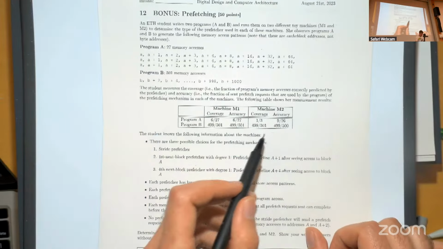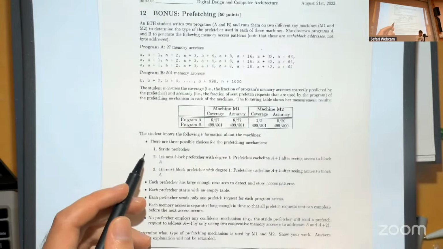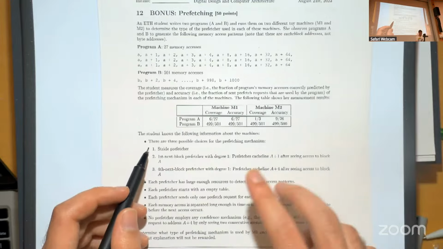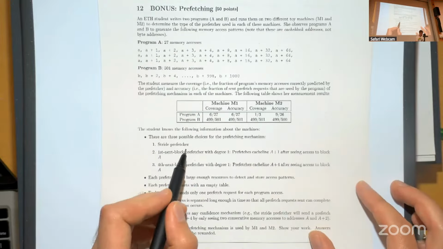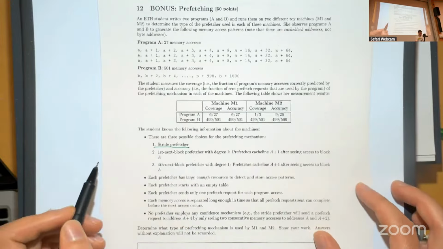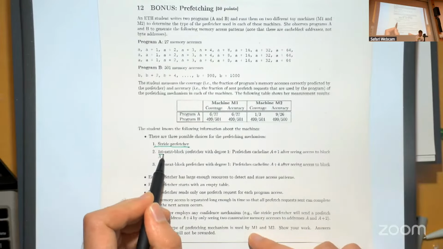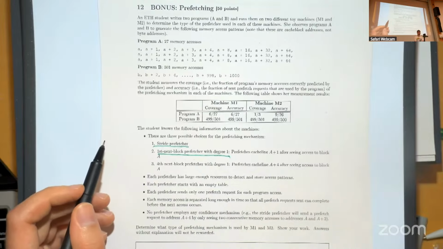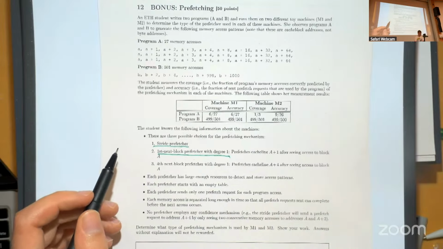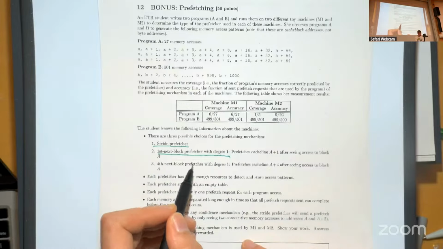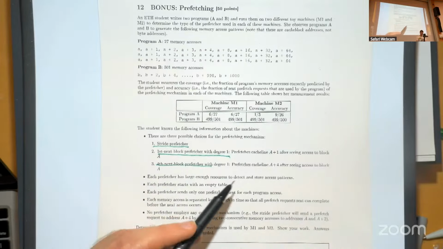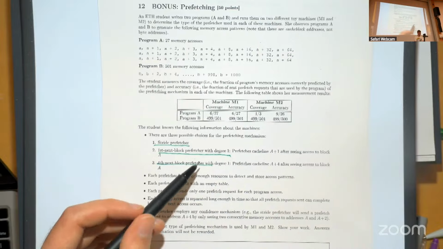And this is the table as I showed previously. There are three prefetchers that we're going to evaluate here. One is a stride prefetcher. The other one is a first next block prefetcher with degree 1, which fetches the next block after an access to a particular block. And then there is the fourth next block prefetcher with degree 1, which will fetch cache line A+4 after an access to block A.